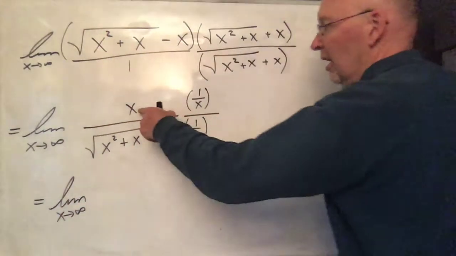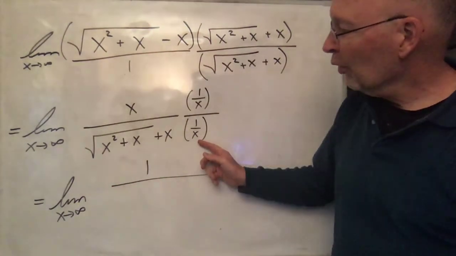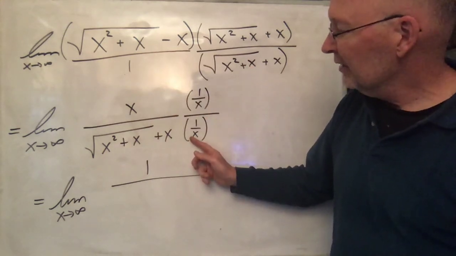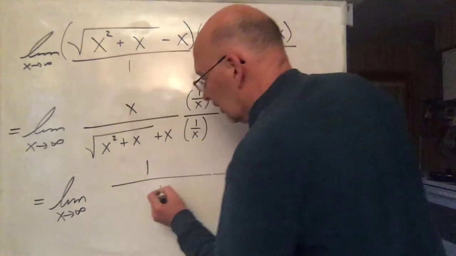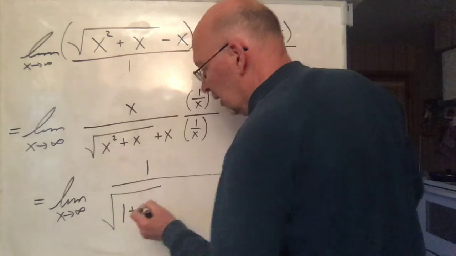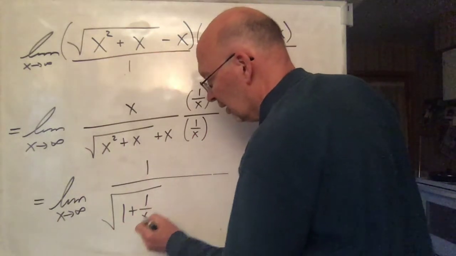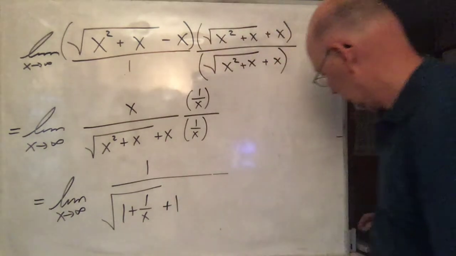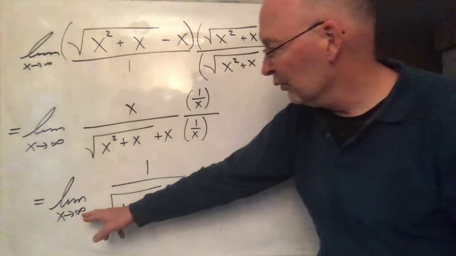What happens? X divided by x is 1 on the top. I take this 1 over x and I bring it inside. Remember, when I bring it inside, I need to square it, so it's going to come in as a 1 over x squared. So here I'm going to get x squared over x squared. X squared over x squared is 1. And then I'm going to get x over x squared, which is 1 over x. And then finally I have x divided by x, which is a 1 out here. So there you go.